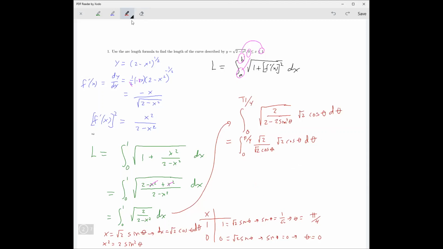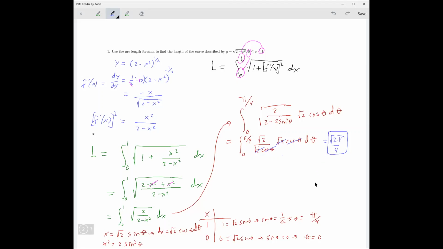And wow, this is really nice, because at this point the cosine thetas cancel out. One of those root 2's cancel out. And you just have root 2 d theta. And so when you take the integral, you're just going to get root 2 times the length of this, which is pi over 4. So root 2 pi over 4. And that's going to be the answer.